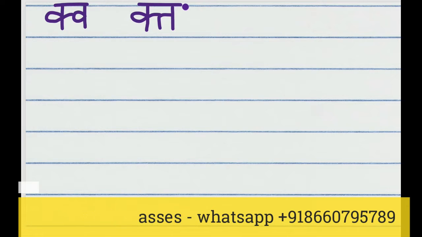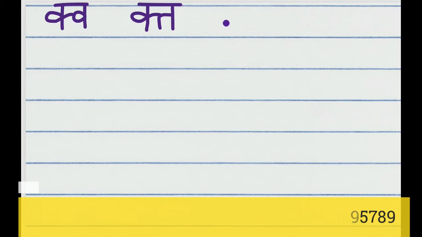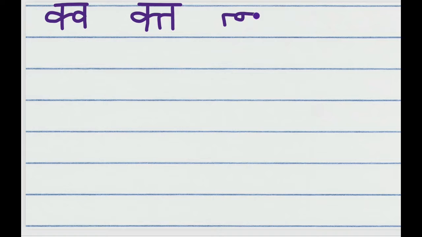Same way for all other alphabets. Suppose I want to write thna. Here th is half and joined with na. Pl, if I want to write pl, then p is half, join it with l.